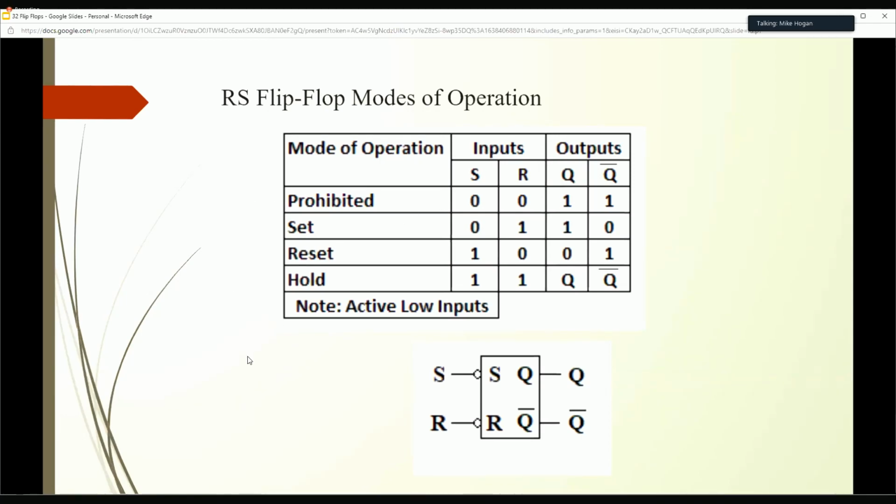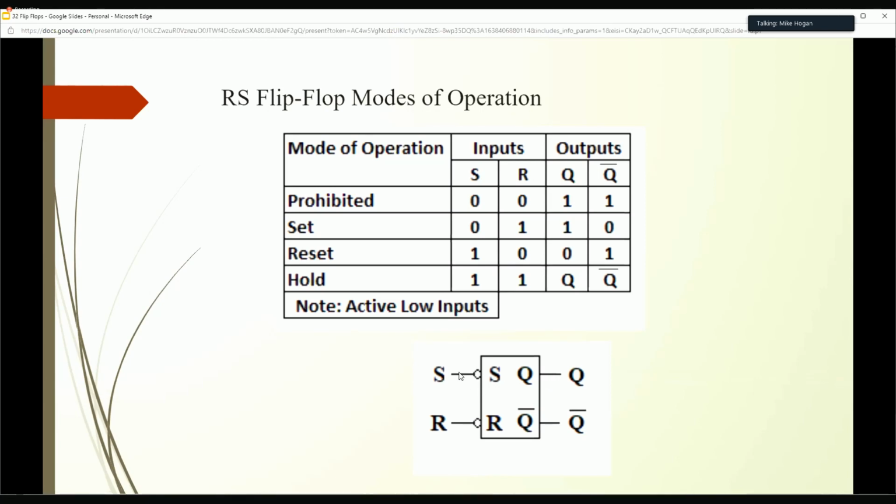The other thing is, notice that for this particular RS, we don't have a clock pulse, right? And so we're just looking at inputs and outputs. What we're going to see as we continue to move into our other flip-flops is how that trigger, how that clock pulse, affects the action of the flip-flop, right? So right now we're looking at just the inputs and outputs.